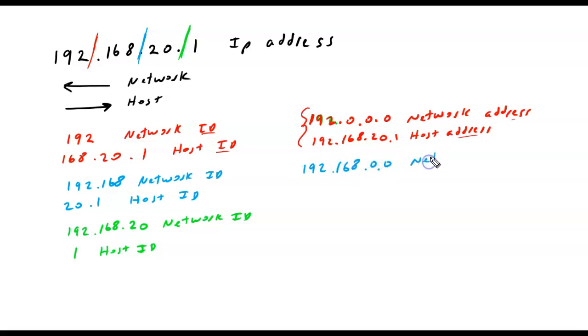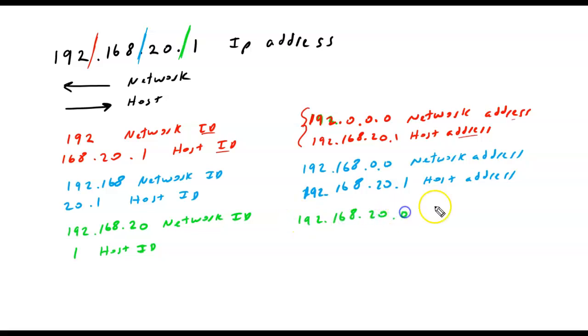192.168.0.0 is the network address, whereas 192.168.20.1 is the host address. And then finally down here we've got 192.168.20.0 is the network address. And 192.168.20.1 is the host address.